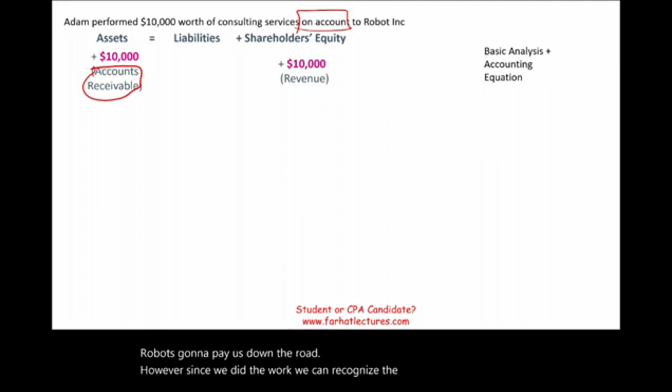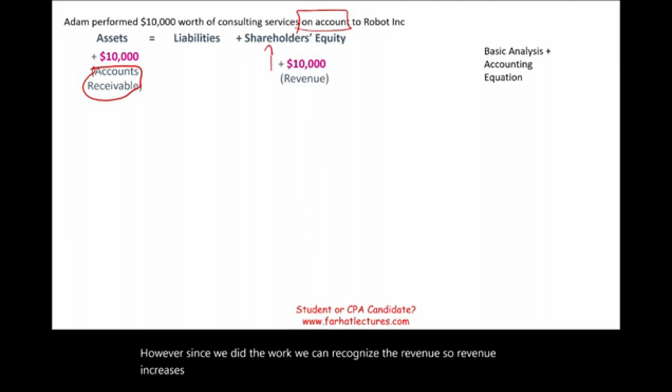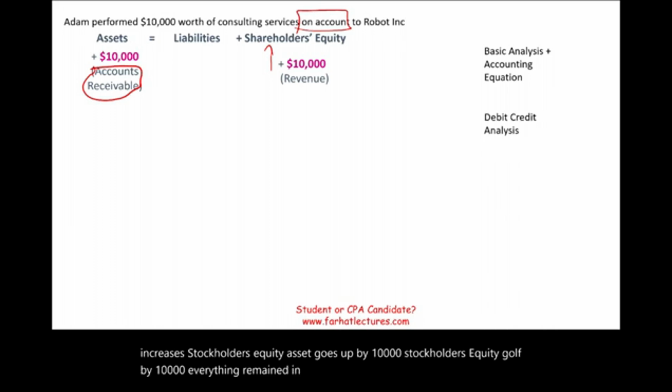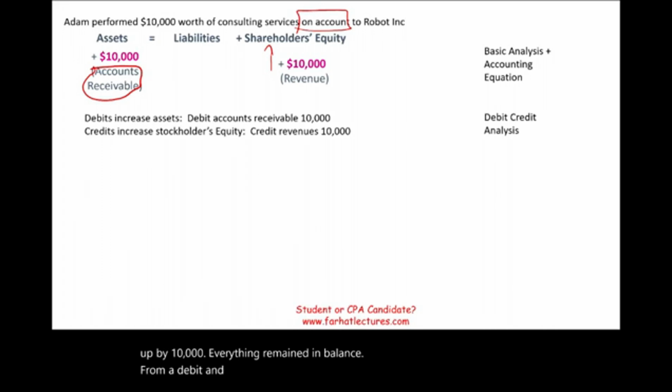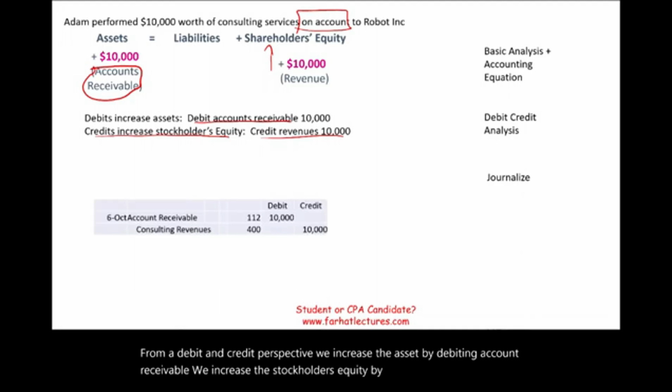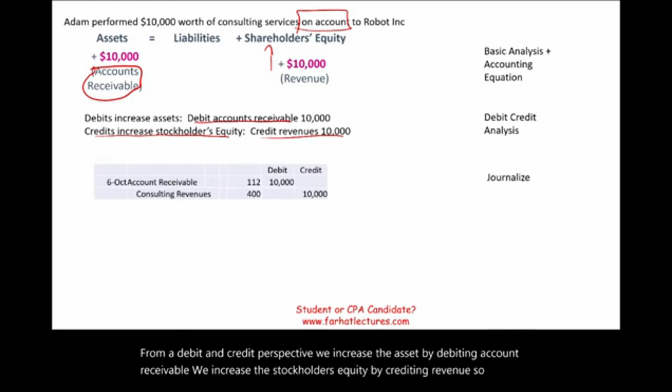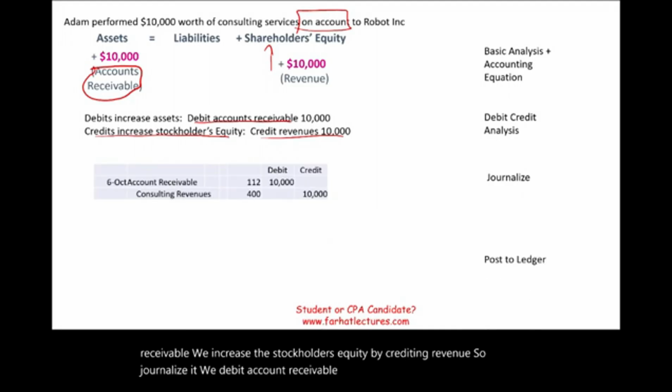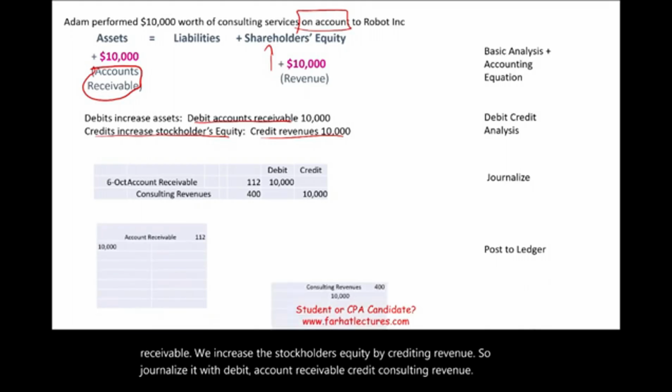So revenue increases stockholders' equity. Assets go up by 10,000. Stockholders' equity goes up by 10,000. Everything remains in balance. From a debit and credit perspective, we increase the asset by debiting accounts receivable. We increase the stockholders' equity by crediting revenue. So journalize it. We debit accounts receivable, credit consulting revenue. Now we post everything to the ledger.